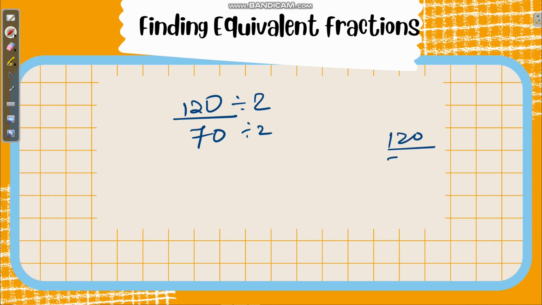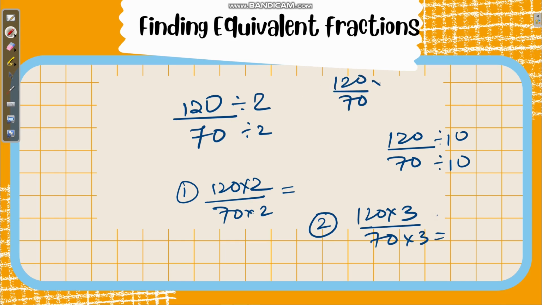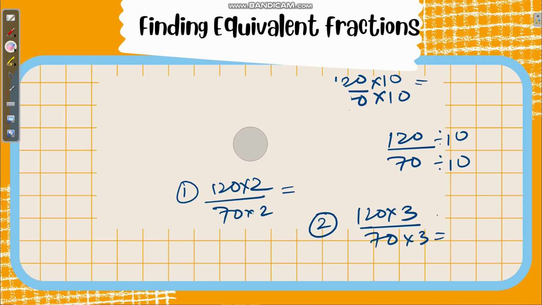You can divide this number by 10 also, but multiplication will always work. For example, 120 into 2, 70 into 2, whatever answer you get, you will get your answer. So 120 into 3 you can do, 70 into 3 you can do, then 120 upon 70 you can do into 10 into 10, so you'll get your answer. So multiplication will always work, but division works when you have bigger numbers.